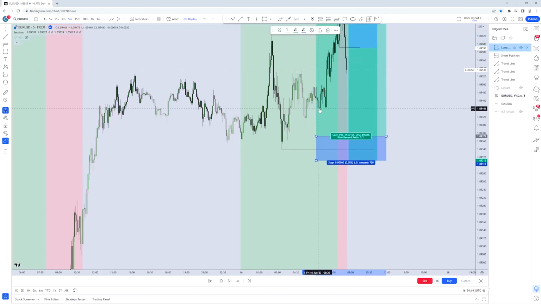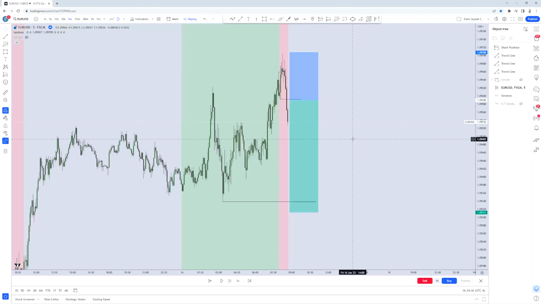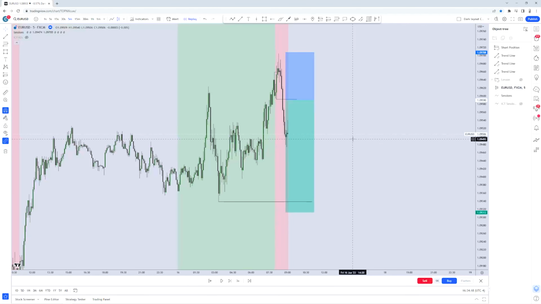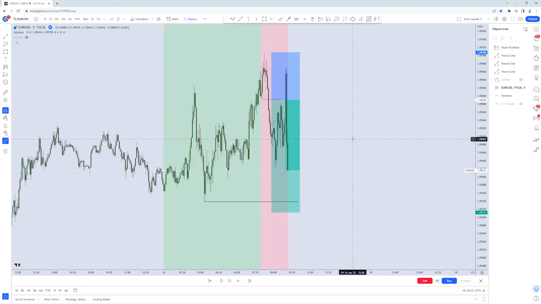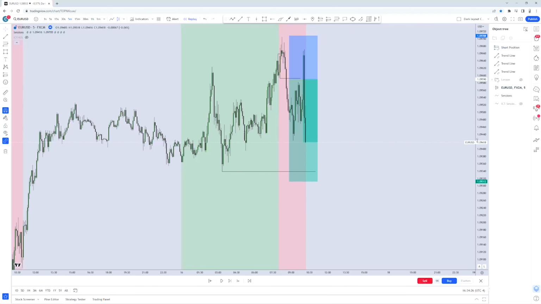So you can extend that a little bit more. Let's see if we will get activated into the trade. Nothing yet. And there we go. We get activated very impulsively into this trade.